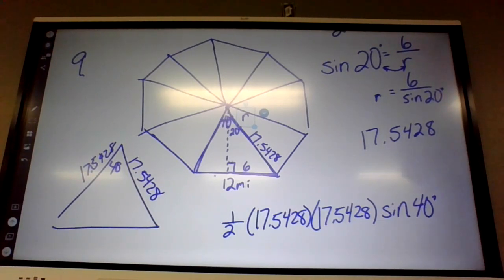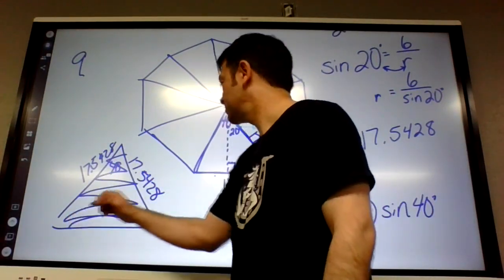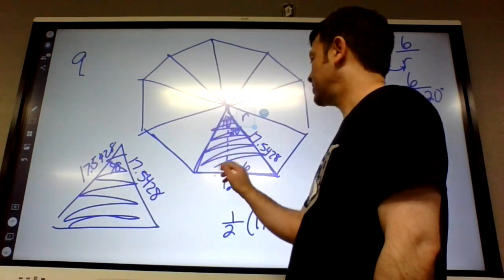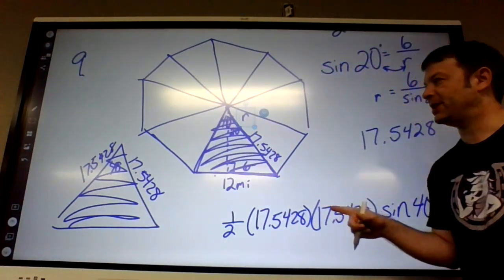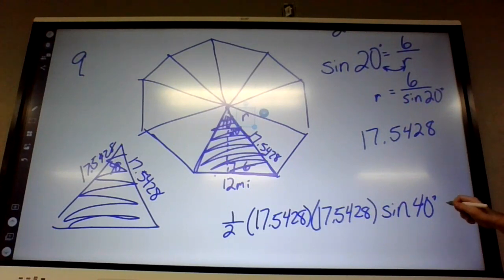Now, what did we just find? We found the area of this triangle. So you do that times 9. All that answer you just got, since there's 9 triangles in a nonagon, you have to do times 9 for the final answer.